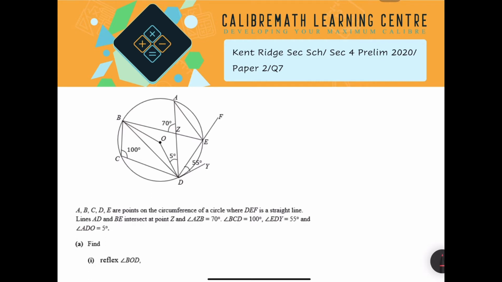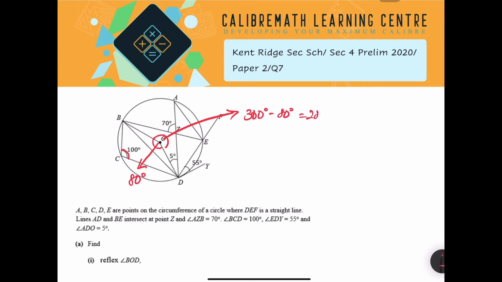Part A of the question is asking for the reflex angle BOD. Some students may think that they need to apply the circle property of opposite angles of a cyclic quadrilateral. They feel that angle BCD together with obtuse angle BOD will be equal to 180 degrees. And from there, they conclude that the reflex angle BOD will be 280 degrees.